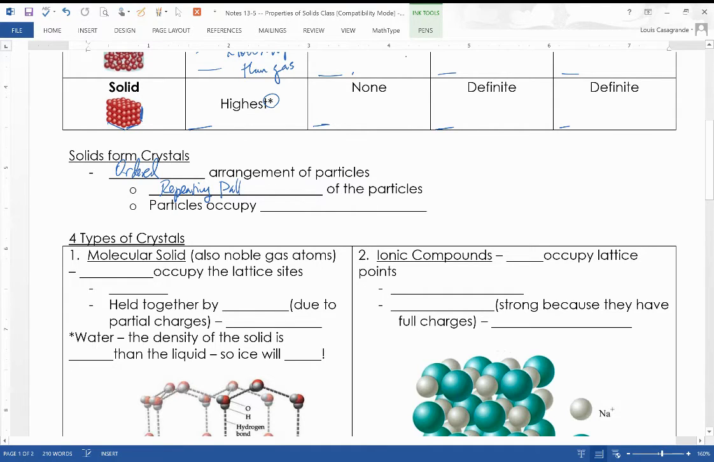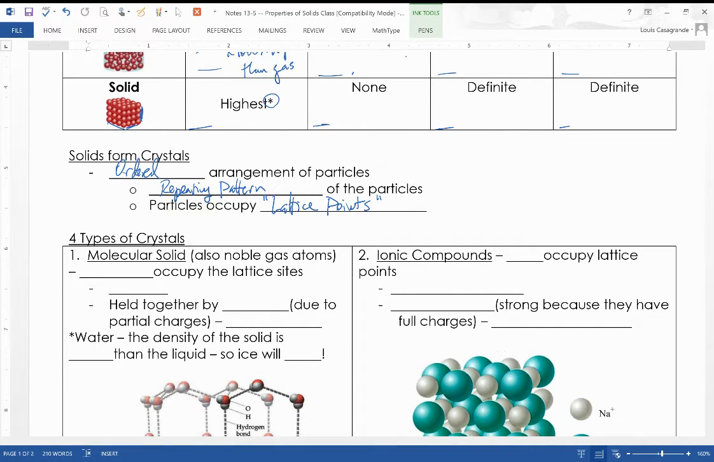If you know what the crystal looks like in one area and you move to another area, it should look basically the same. And the particles of those crystals occupy what we call lattice points. And we've heard that term lattice before when we talked about ionic compounds. So lattice points is just what the site is in the crystal that the particles sit on.